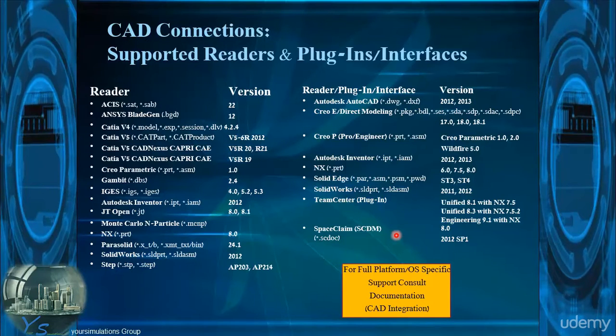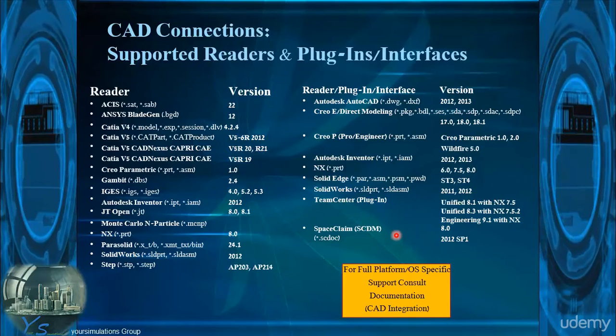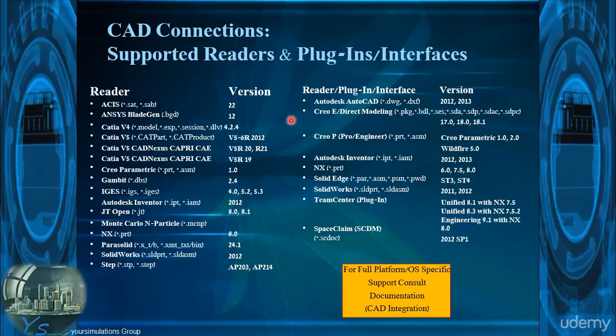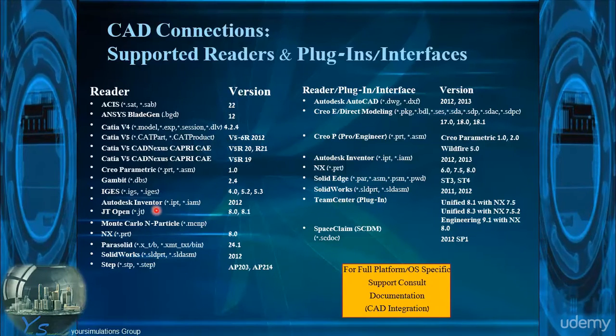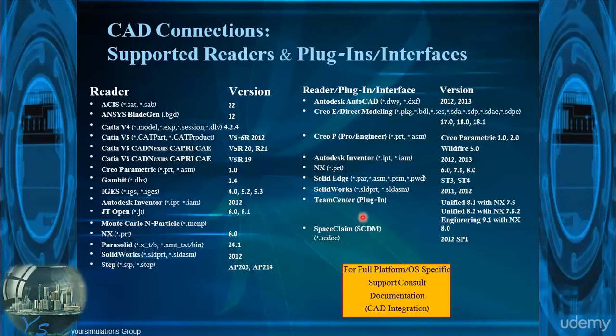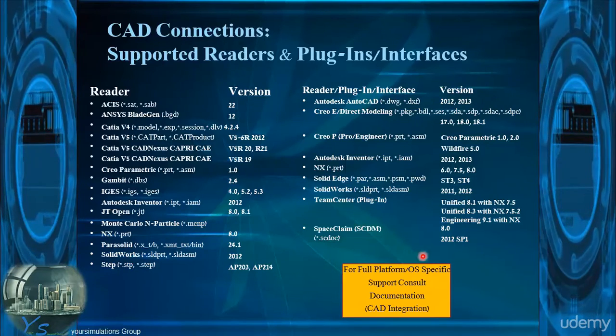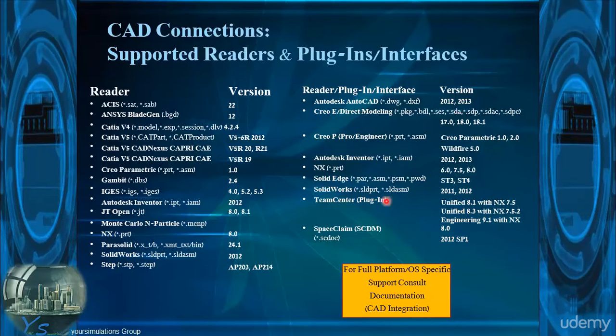So if you just want to do a one-way transfer from the CAD system to design modeler, you can either use the readers or you can use the associative interfaces for that. It's only when you get to the point that you want to do two-way that you have to use these interfaces listed on the right-hand side.